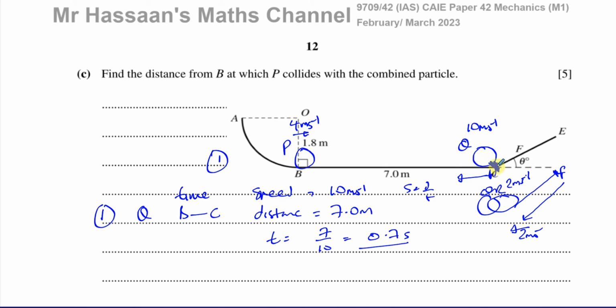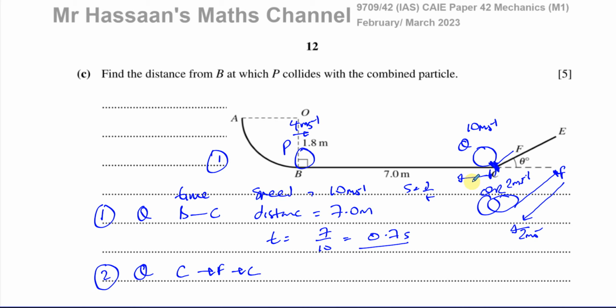Now we've got to work out how much time Q took to go up to F and down again, because P is going to be moving that whole time at that constant speed. So we've got 0.7 seconds that P has been moving while Q reached this level here. Now Q is going to go up this hill, and its speed is now going to be 2 meters per second. So the second thing is we've got to find the time it takes Q to go from C to F back to C again.